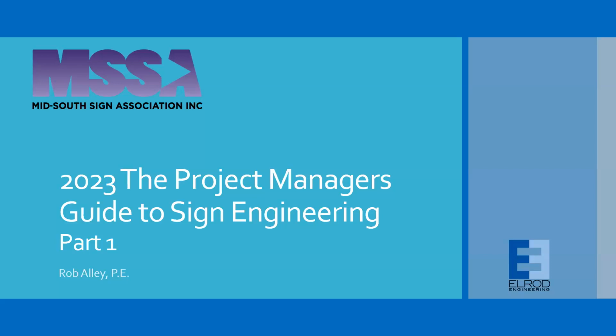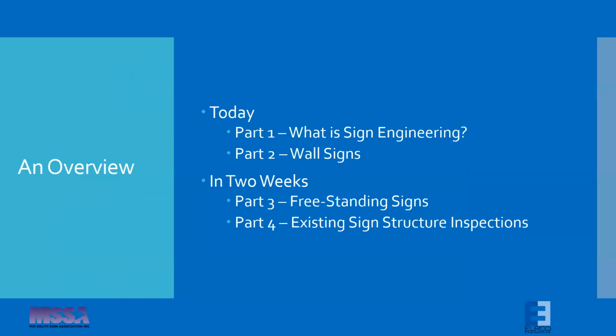This is the first of a two-part introduction to sign engineering. We will address freestanding signs, including existing signs, in 2 weeks. We'll hopefully have time for questions at the end, so let's get started. As I mentioned, 2 parts: today, sign engineering and wall signs, and then in 2 weeks, freestanding signs with existing sign structures, with inspections being our focus.